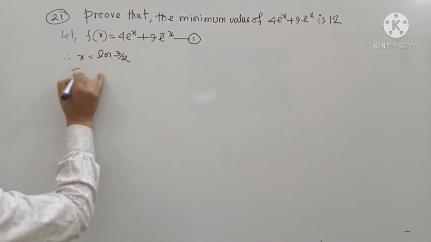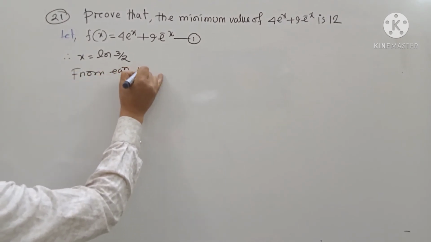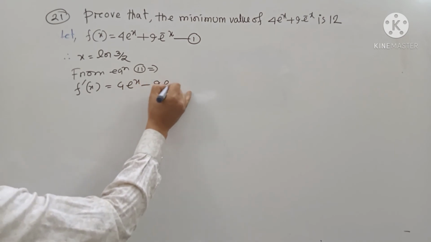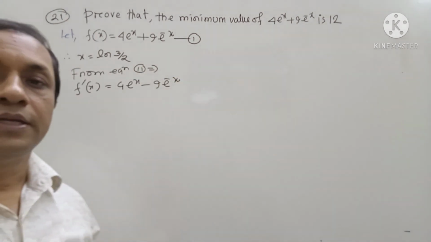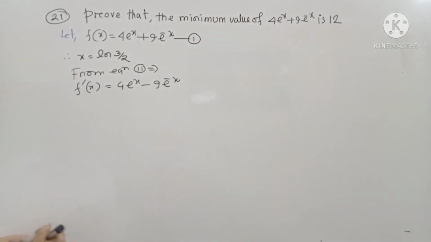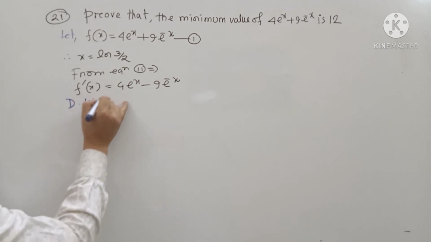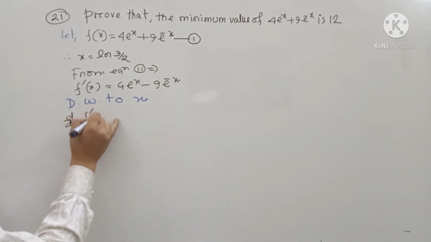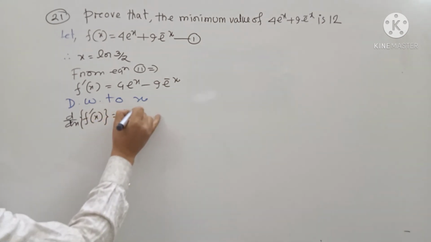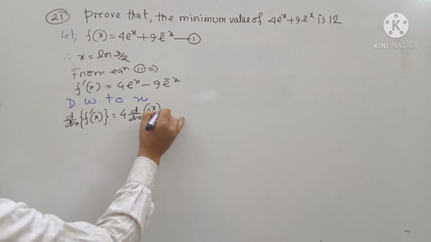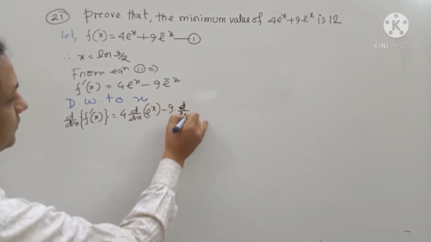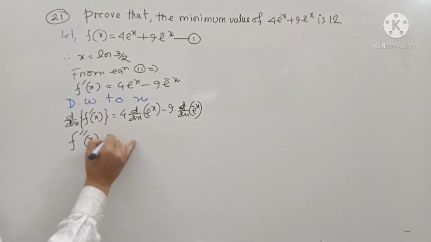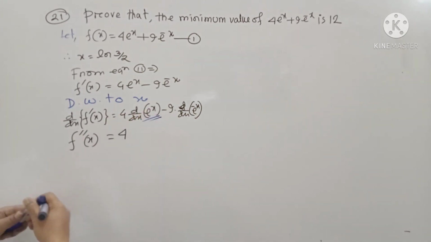Now from equation 2 we get f prime x equals 4 e to the power x minus 9 e to the power minus x. Now again differentiating with respect to x: d/dx of f prime x equals 4 d/dx of e to the power x minus 9 d/dx of e to the power minus x. Now we have d/dx of f prime x, f double prime x.